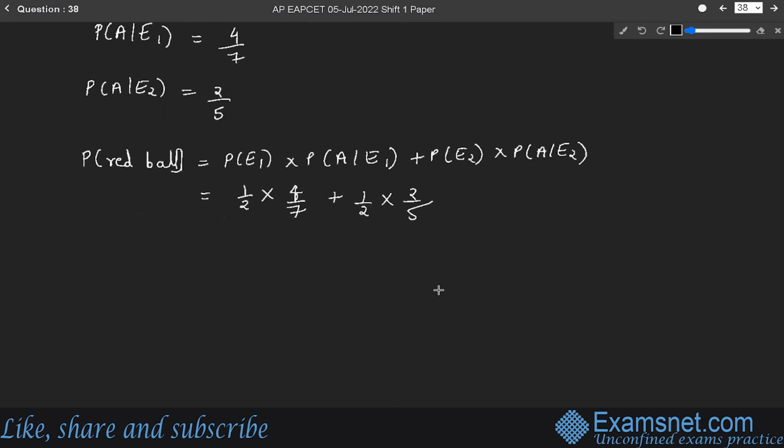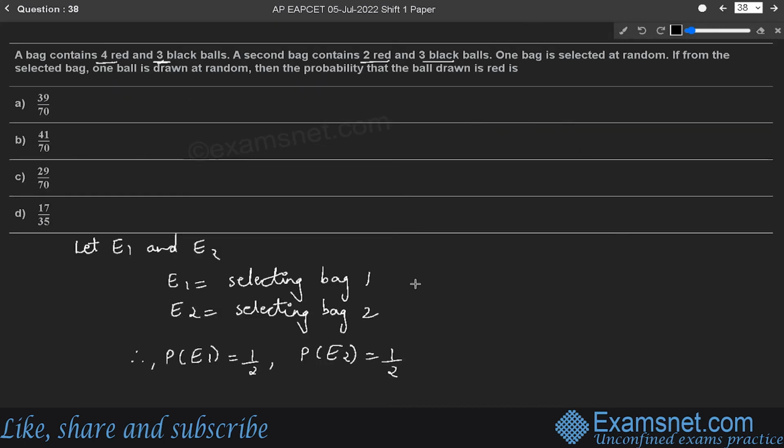Now, on further simplifying it, this 2 and 2 will be cancelled and this 2 and 4 will be cancelled. So it will be 2 by 7 plus 1 by 5. On taking the LCM, LCM will be 35. So it becomes 10 plus 7, which gives 17 upon 35. So the probability that a red ball is drawn is 17 upon 35. Therefore, out of all the given options, option number D is the correct option for this question.